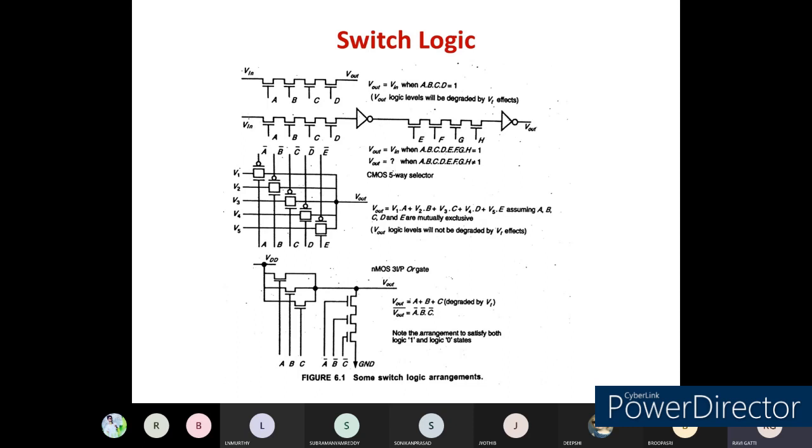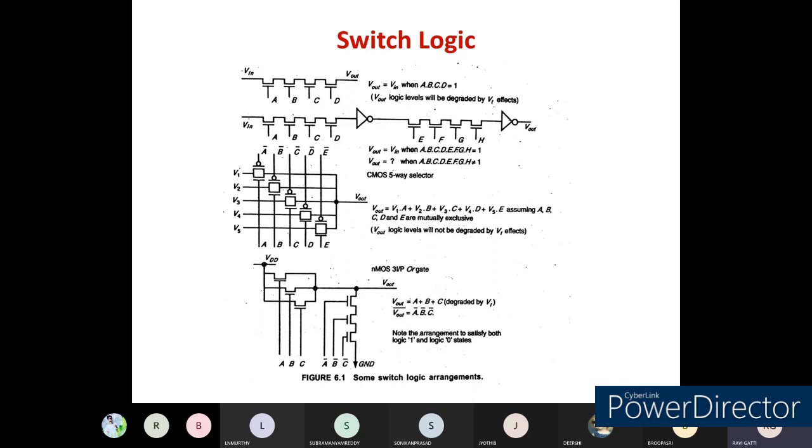Okay, so your output will be equal to the input when A, B, C, D are all 1. So we call it an AND logic implementation. Why? Since all the input terminals are given NMOS transistors, for an NMOS transistor to work properly, the gate terminal has to be applied a stable positive voltage. So when A, B, C, D are all 1, we are implementing the ANDing operation in this switch logic. If A, B, C, D is equal to 1, then it acts like a buffer.